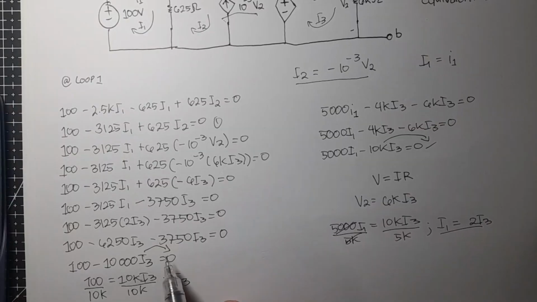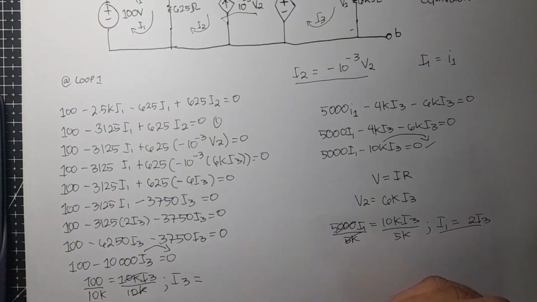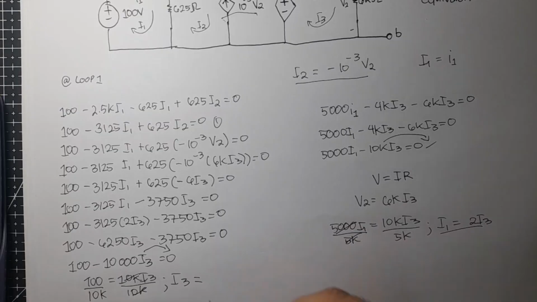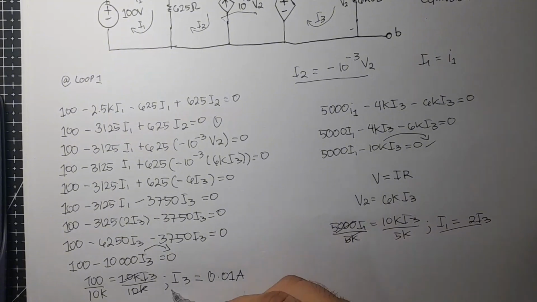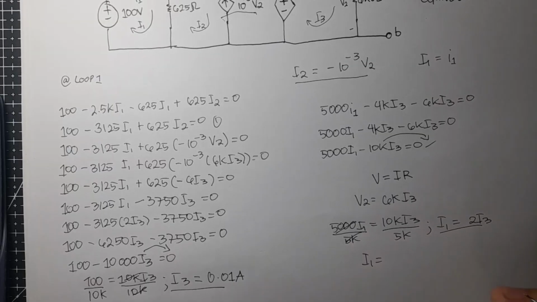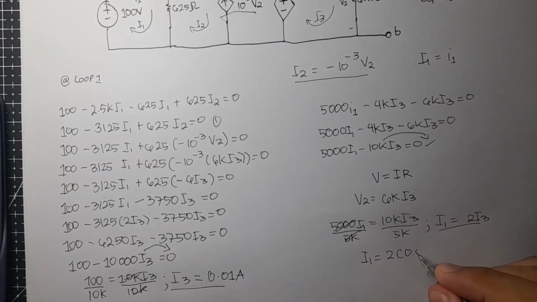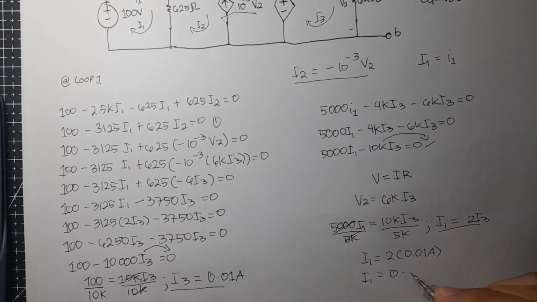So let's transpose this here. Divide the 100 by 10K. So I3 will be equal to 100 divided by 10K. We will have 0.01. So we can find the value of I1. I1 is equal to 2 times 0.01 amp, so I1 is equal to 0.02.